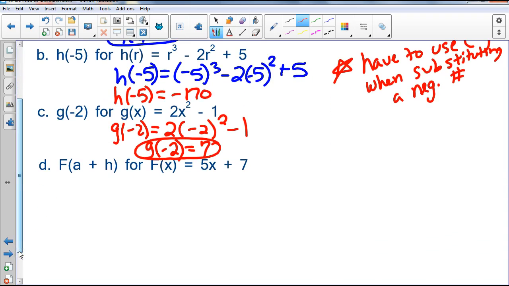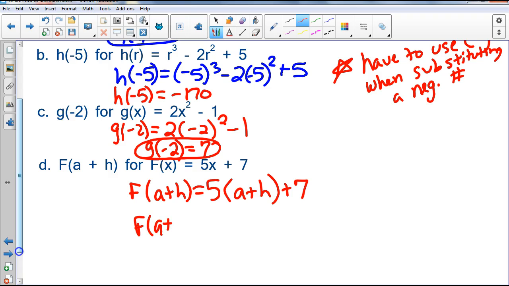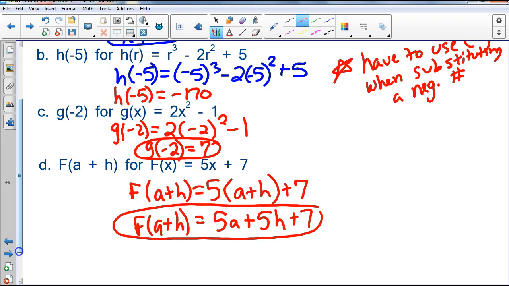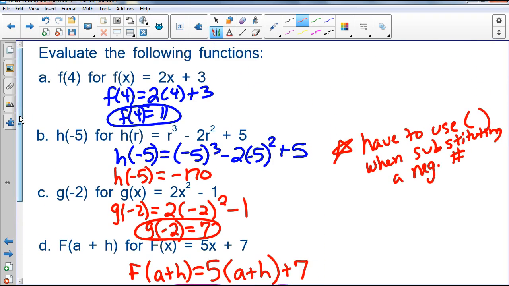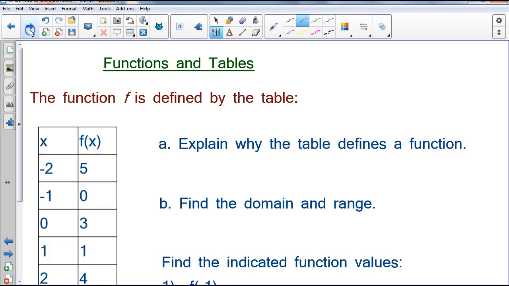Now if we plug in a binomial, because we've seen these before in our last unit, you just literally substitute in that entire binomial as is, and then you just have to distribute. So f of a plus h is equal to 5a plus 5h plus 7. You can't combine anything, so that's your final result. And those are a couple examples on how to evaluate. Remember, the name of the game is substitution. Double check how you plug in negatives, especially into your calculator using parentheses.